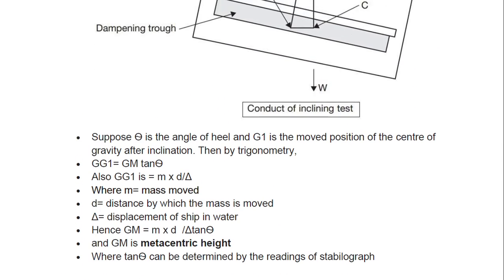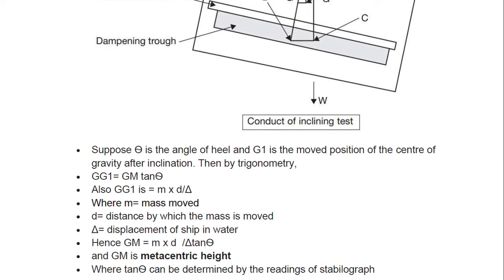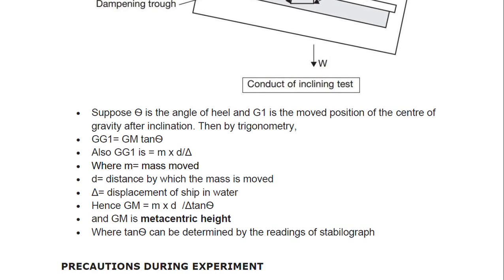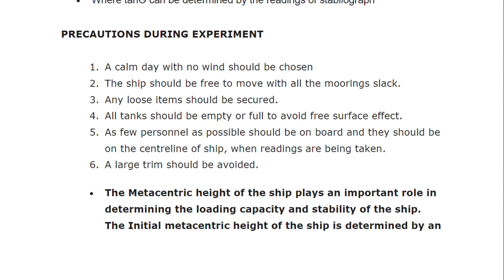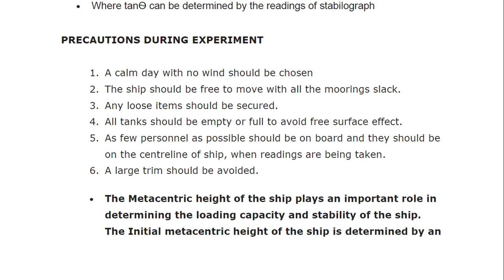Now, these are derivations. This is not important from the oral point of view, but I have just inserted it. There are a few precautions that we are supposed to take while conducting this inclining experiment. A calm day with no wind should be chosen. The ship should be free to move with all the moorings slack. Any loose items should be secured. All tanks should be empty or full to avoid free surface effect. As few personnel as possible should be on board, and they should be on the center line of the ship when readings are taken. A large trim should be avoided.